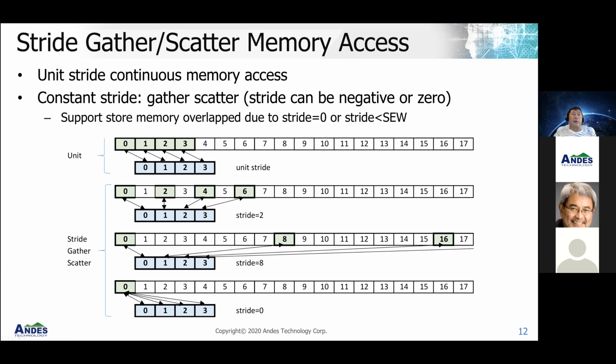Okay. The unit stride is basically for continuous memory. So element 0 goes to 0, 1 goes to 1, and it's pretty straightforward. Stride of 2 means you skip every other element to put into the vector register, or stride of 8, so every 8th element. And in this case you can actually set the stride equal to 0. Stride equals 0 means you take element 0 and put it into all the elements of the vector register.